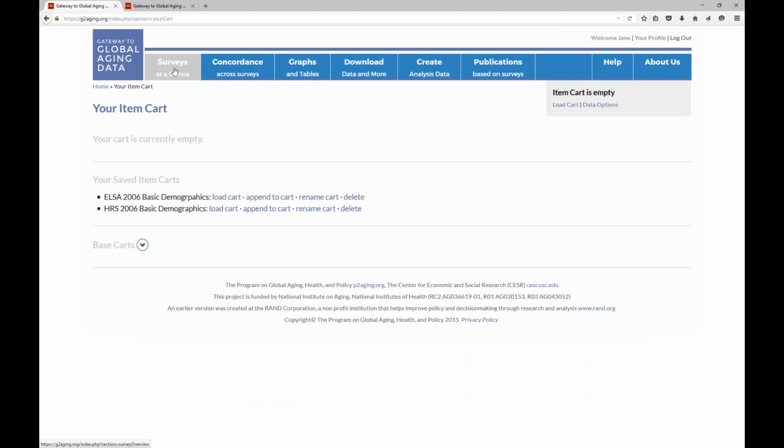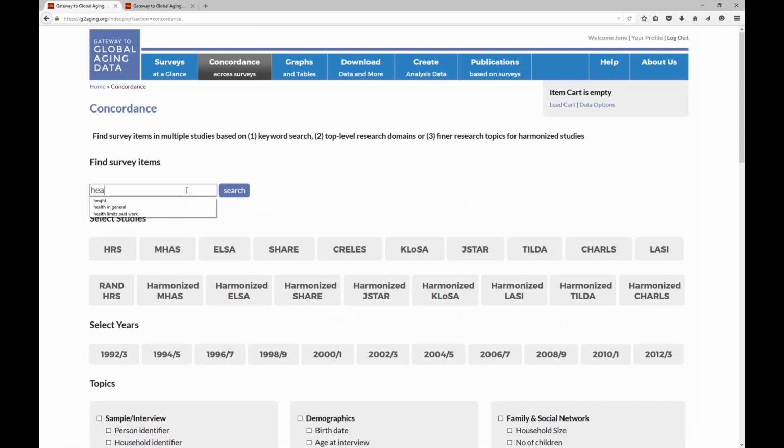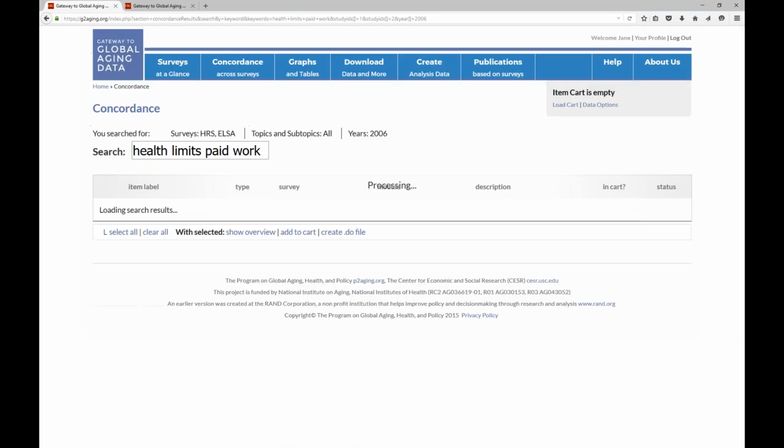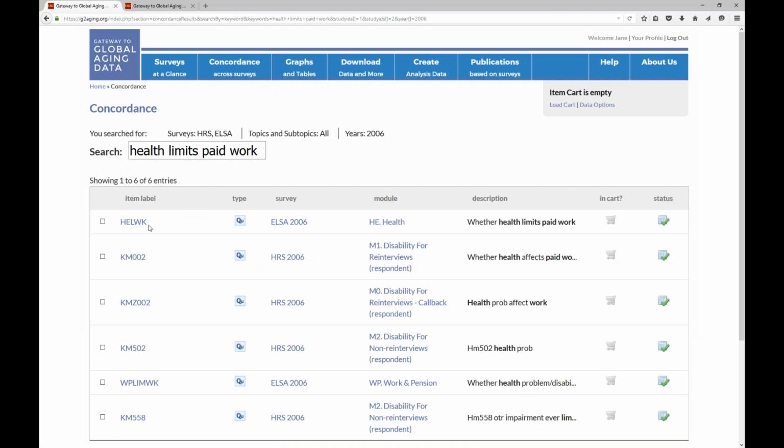So let's go back here and let's go to our Concordance tab. We're going to use just a keyword search. We'll look for health limits paid work, and again we're going to compare the HRS and ELSA, and we're looking in year 2006. And we can search here. So you can see immediately we get this list of questions. And so we get this question from ELSA, which is whether health limits paid work. This is exactly the question I'm looking for.